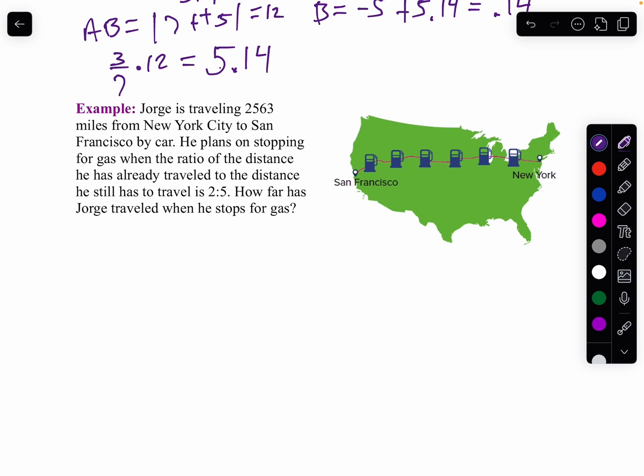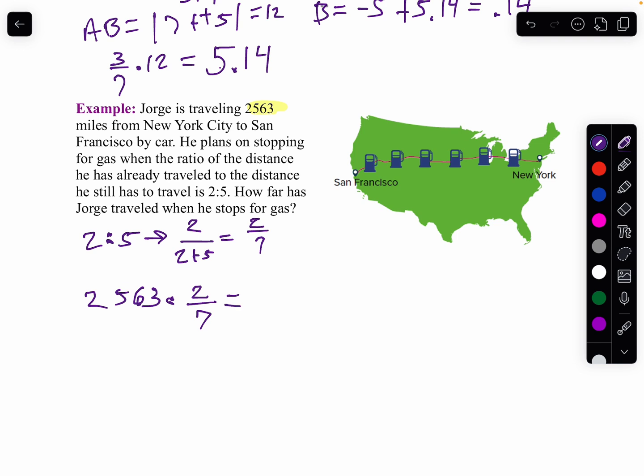So we're going to take that 2 to 5 and change that to a fraction. I'm going to keep my numerator the same, 2. My denominator, we're going to add up. So we're going to do 2/7 of the distance. I know my distance is 2,563 miles, so we take 2,563 and multiply that by 2 over 7.